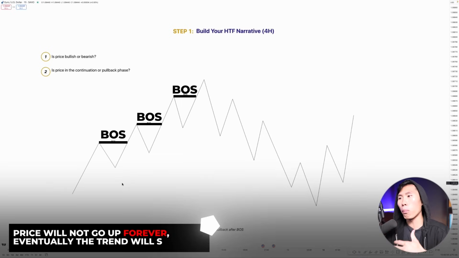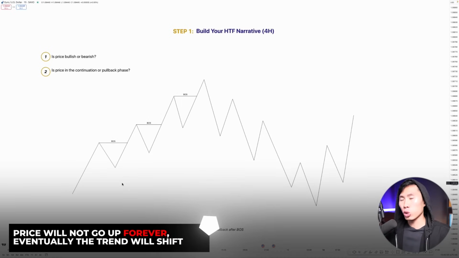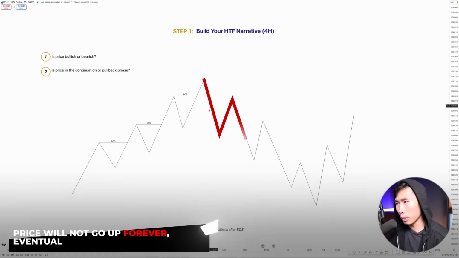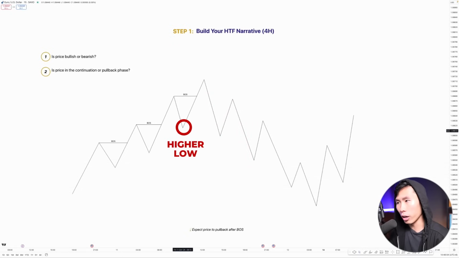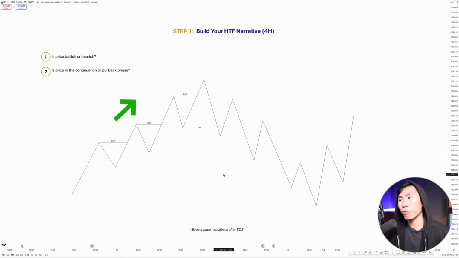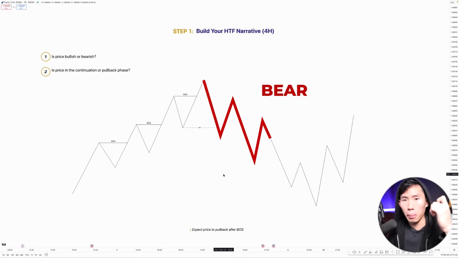But we know that price will not go up forever. At some point of time, some sellers will come into the market and overwhelm the buyers. And that is when price will come down and break past the last higher low. When this happens, this is our market shift. And this market shift pretty much just tells us that price is reversing from an uptrend to a downtrend, and right now we are about to turn bearish.